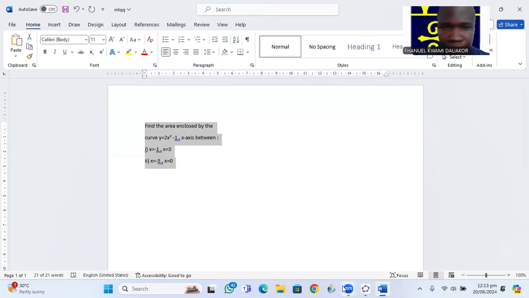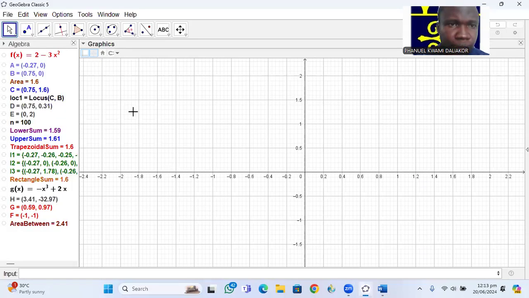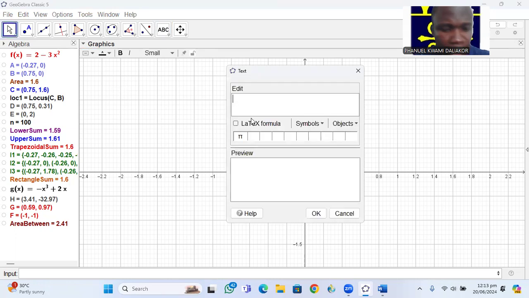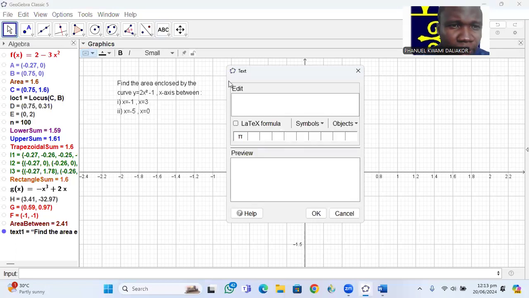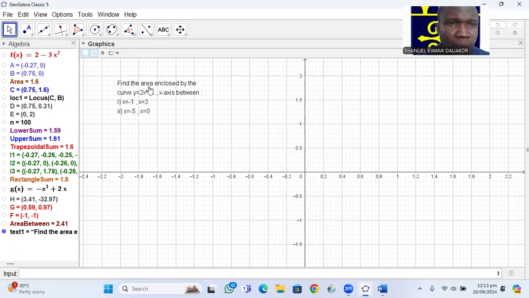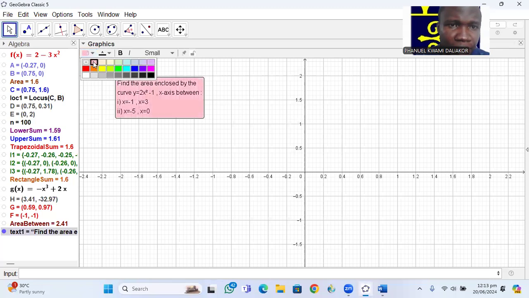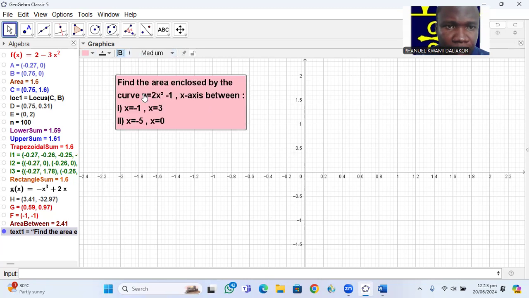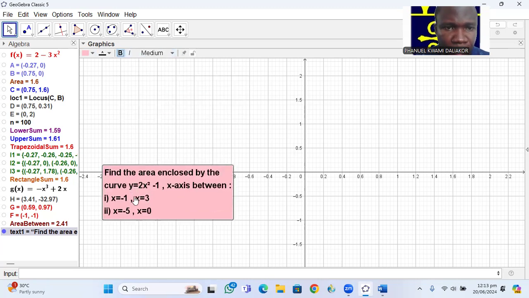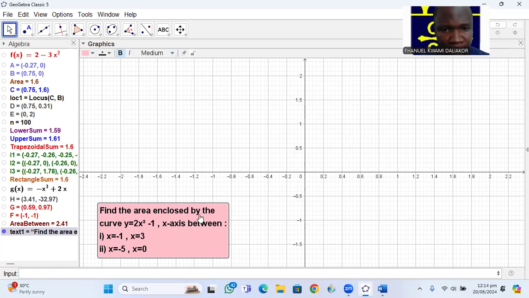Okay, then come here. I'll go to index and paste here. Try to make it look different, so make the question bold. Okay, so find the area enclosed by the curve y equals 2x squared minus 1 and the x axis between this interval.